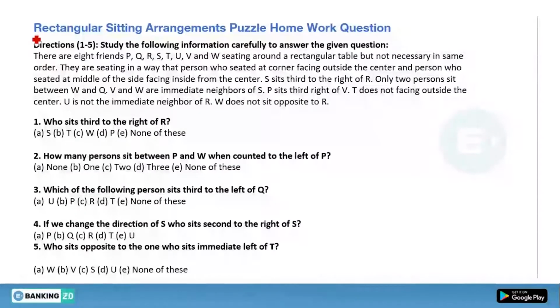Okay student, based on today's video, you have to do this video's homework question. Try to solve this question because it is very important and the same type of question gets repeated in your upcoming examinations. Try to solve it, comment the answer in the comment section, and verify your answers in the next video. I hope you will solve it.